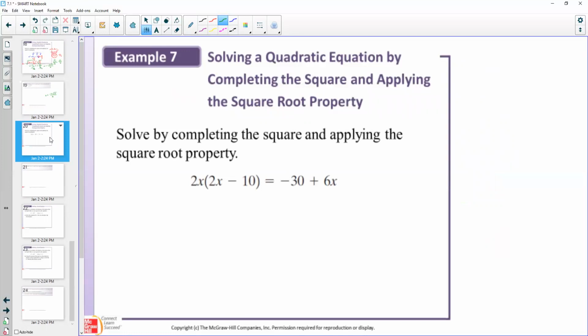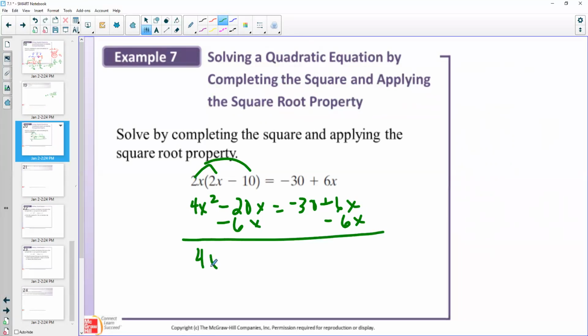This one looks insane, right? But here's the thing. We don't deal with anything that isn't in standard form first. So put it in standard form, okay? So multiply through, break up the parentheses, combine things. So I get 4x squared minus 20x equals negative 30 plus 6x. Well, I'm going to move the 6x to the other side. All right, so I get 4x squared minus 26x equals negative 30. All right, now I'm in position to complete the square, right? So the first step, divide through by the 4.